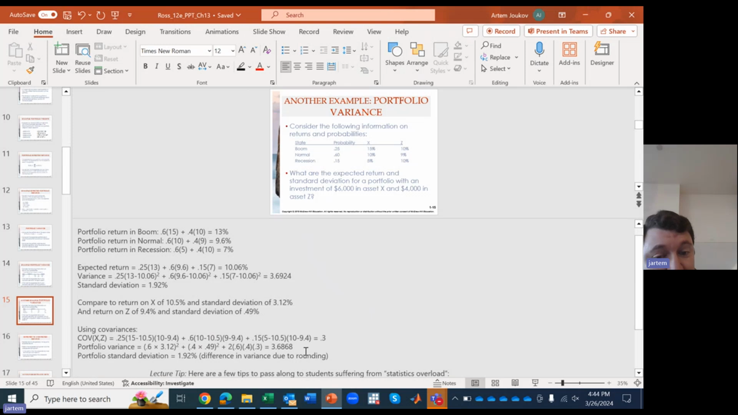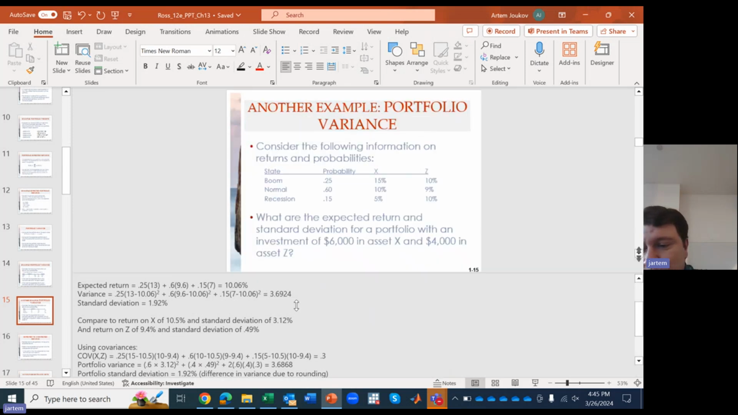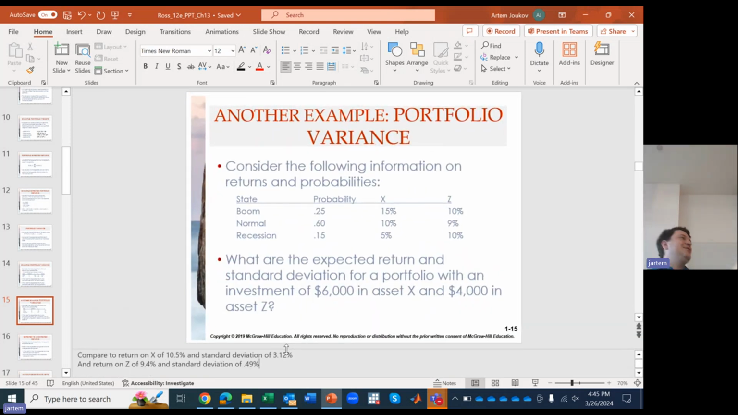And so that'll get you your portfolio variance, and your portfolio standard deviation is again the same as you would expect here, 1.92. So you can get there using covariances as well. If you go look up the formula for covariance and apply it, you can get there that way too. I don't know if you'll have time on the test to do it both ways.